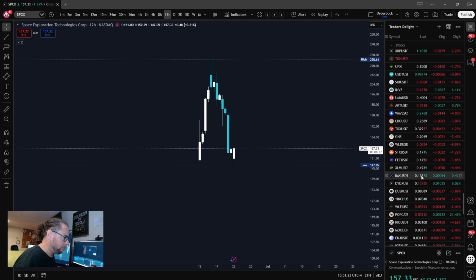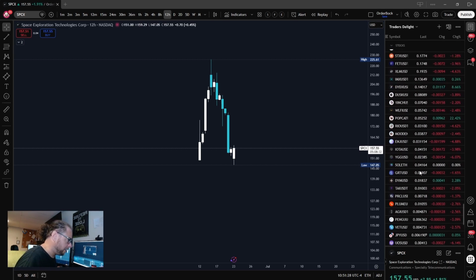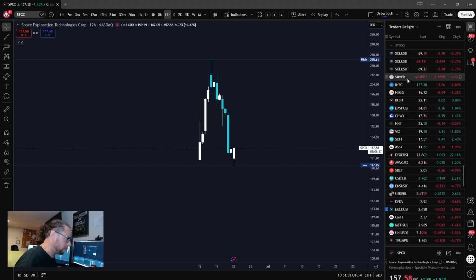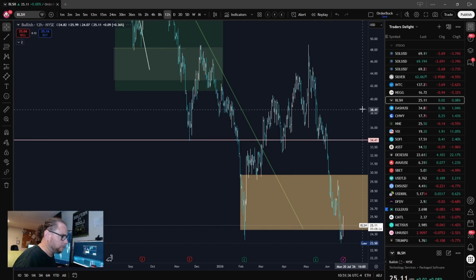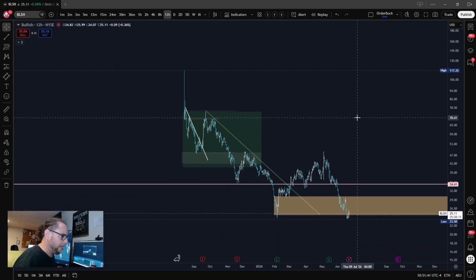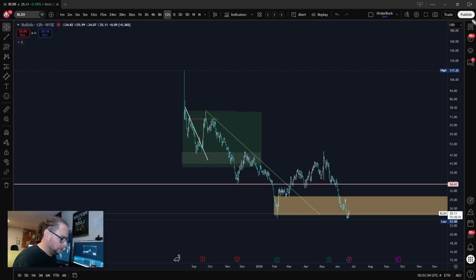And I will show you what I think is going to be a symmetrical setup for SpaceX. Let me see if I can find it. Here we go. So this is Bullish right here. Bullish came out in kind of the same scenario. It's not SpaceX per se, but it's a new chart, and it's actually matured. It came out in September of last year, I believe.